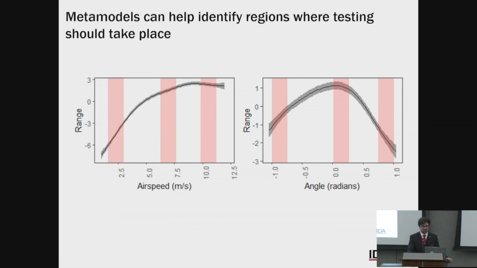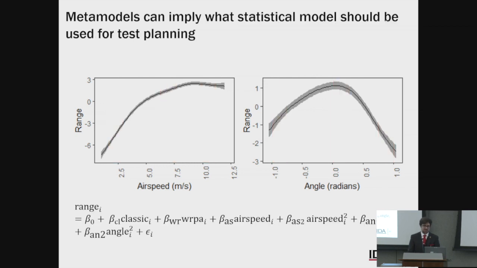But this can also help you in other situations too. For example, if you're looking to plan out your testing, having a metamodel like this could help you identify regions where you probably should be collecting live data, like maybe regions of sensitivity. It can also suggest, when you're constructing a linear model for analyzing live data, what that statistical model should look like. So for example, the relationship of terminal range with airspeed and angle seems to have these curved shapes, in which case our statistical model should probably include quadratic effects in order to allow for such things.